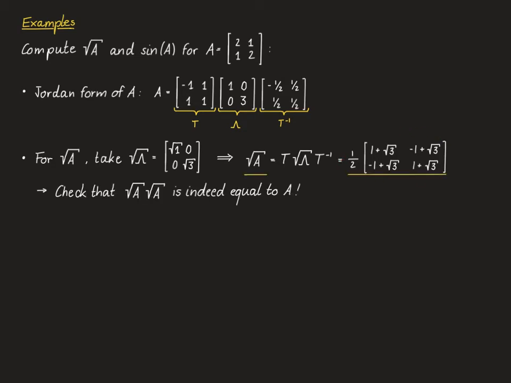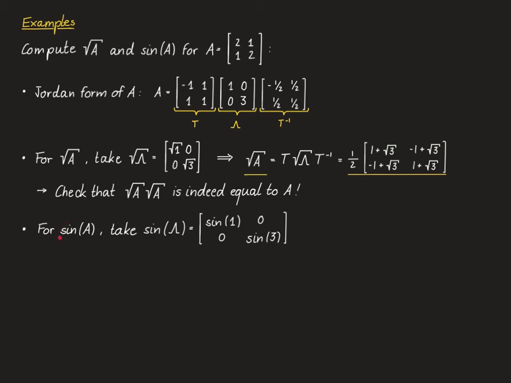And I leave it up to you to check that with this result for the square root of A, the matrix product square root of A times square root of A indeed yields the matrix A, as it would be desired. Whereas if you took the wrong approach by taking the square root of each of the elements of A, this property here would not be satisfied. And it's a good idea to check this for yourself.